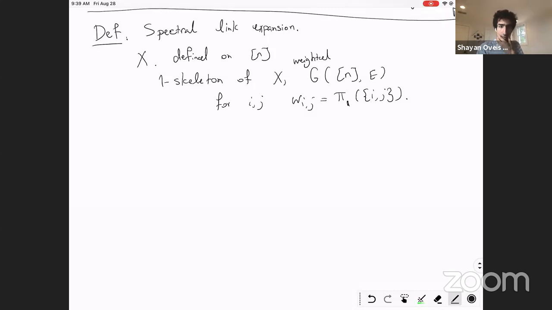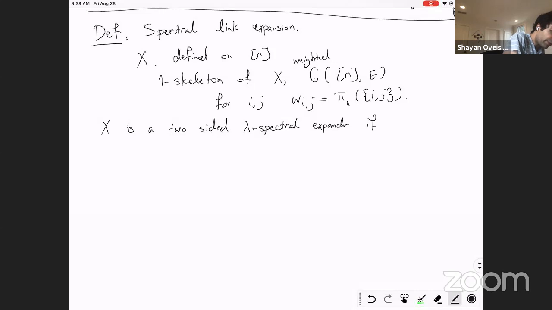Now, we say that X is a two-sided lambda spectral expander if for all tau with dimension of tau less than or equal to d minus 2, it means tau of codimension at least 2.